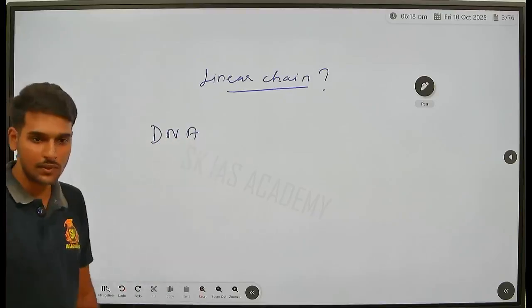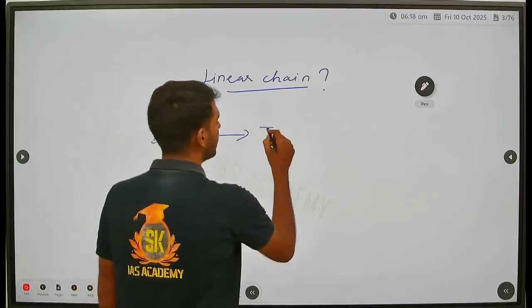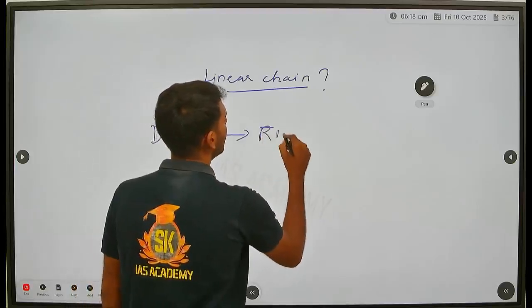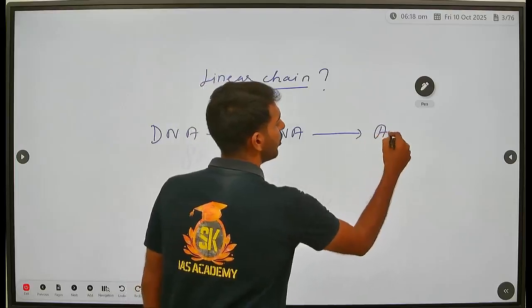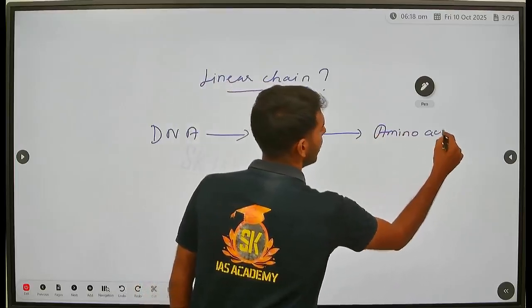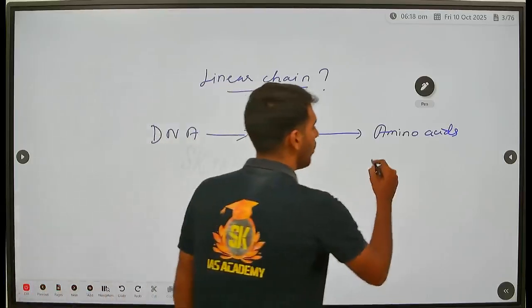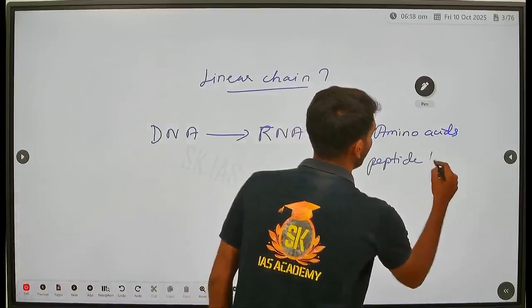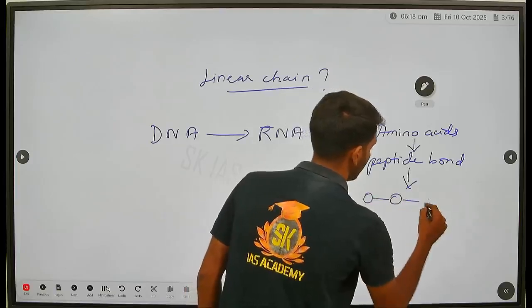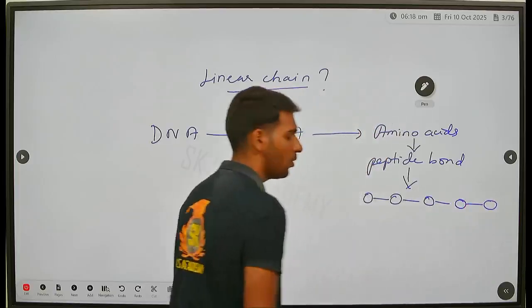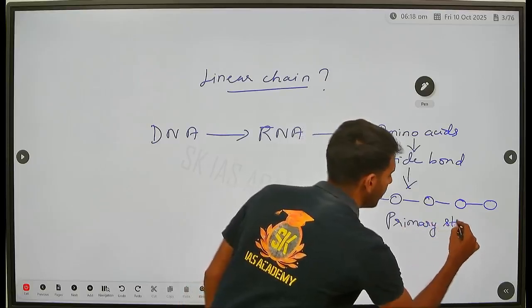From DNA sequences. The DNA underwent transcription and it produced RNA. This RNA underwent translation and it produced amino acids. Okay. Now these amino acids formed a polymer by peptide bonds, and as a result, what you got is the primary structure of protein. Okay.